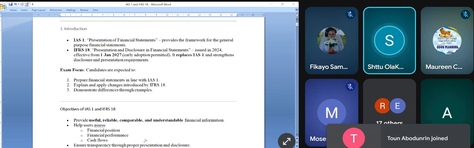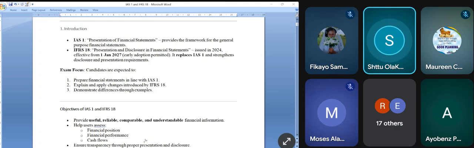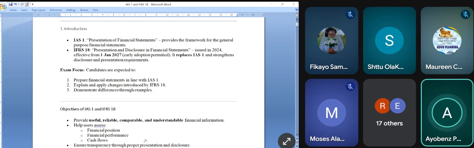Any other one? That's the five. Don't bother yourself. Please let me clap for Shitu. I'm giving you 2 marks. Please claim it. That's a very good one. So those are the components of a financial statement.